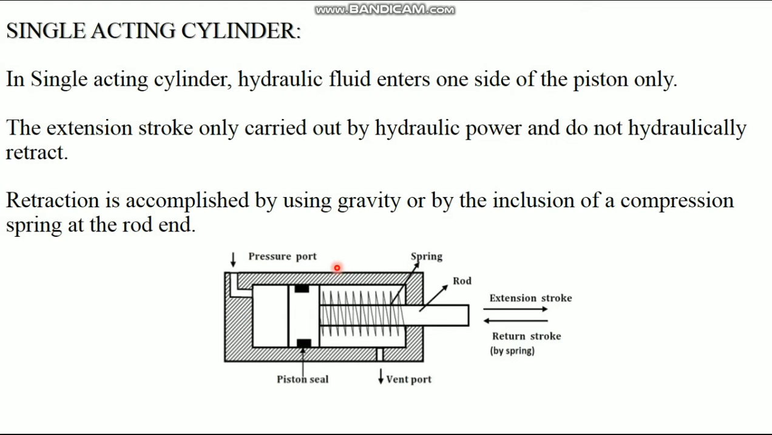After completing the extension stroke, the fluid power will be released. So it will be retracted by its spring force. At the rod end of the cylinder, there is a spring. After releasing the pressure, it will retract by means of the spring force. So only one stroke is carried out by means of the hydraulic energy, and that is called a single acting cylinder.